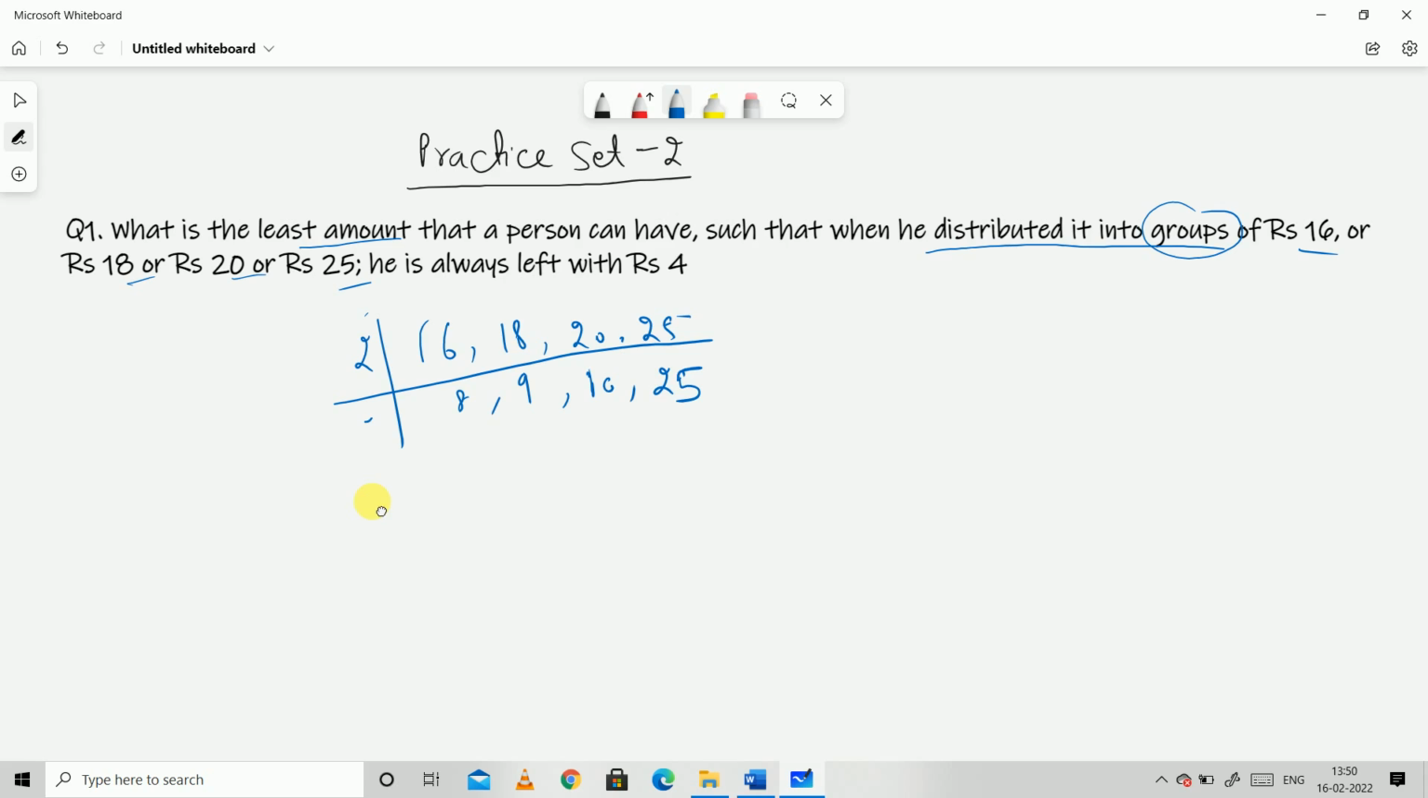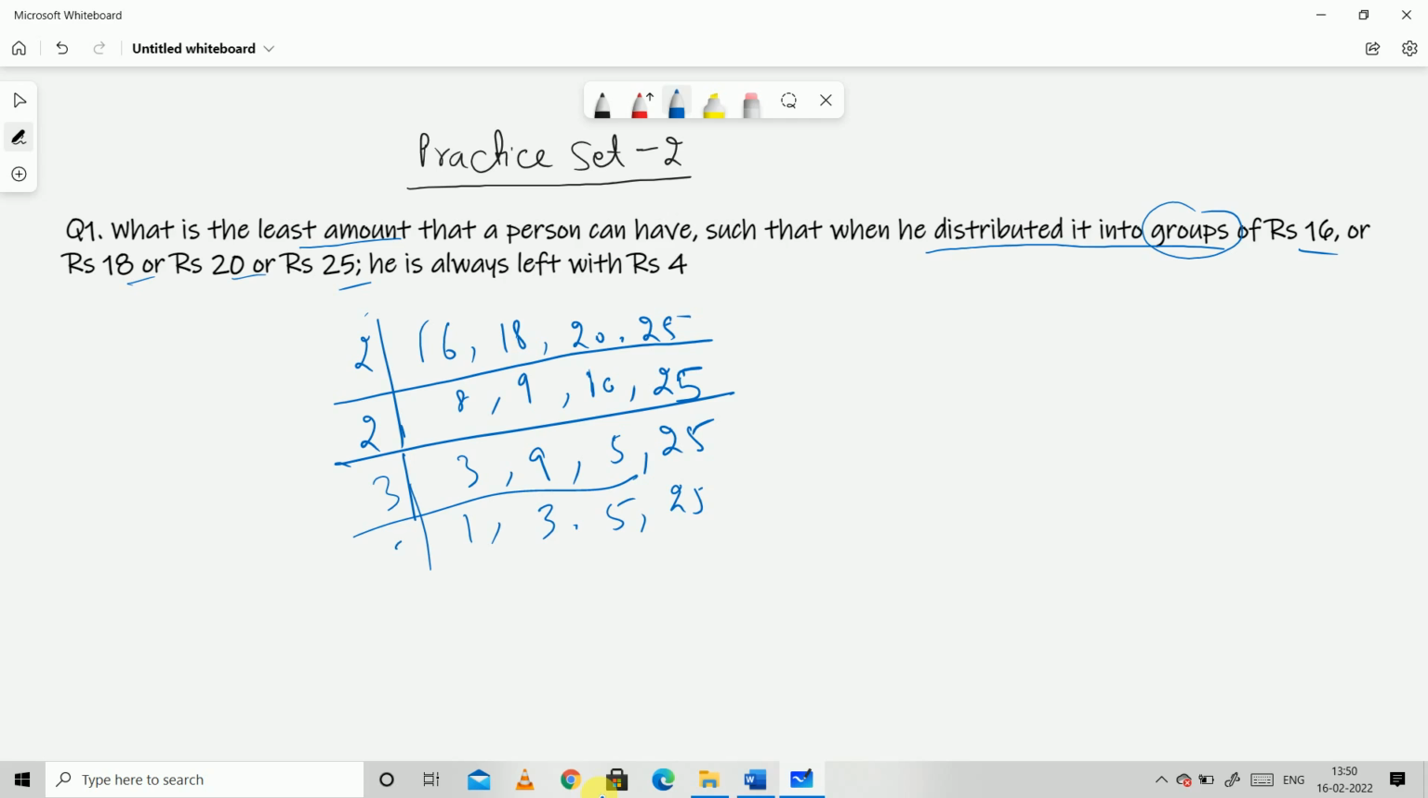Now we have 2 3s are 8, 9, 2 5s are 10, and then you will have 25. Next we have 3 1s are 3, 3 3s are 9, 5 and 25. Again we have 3 here, 1 1 5 and 25.